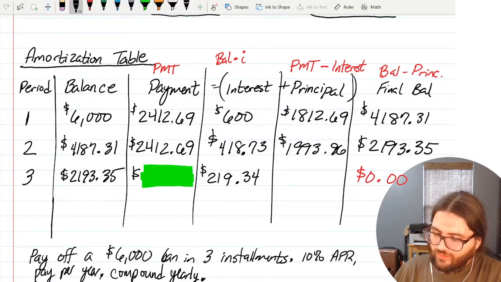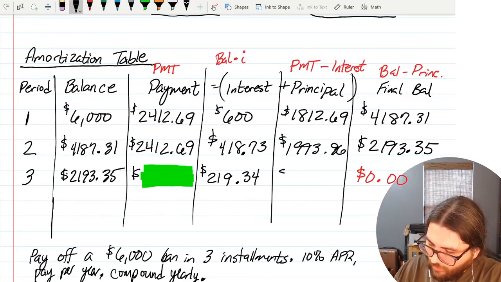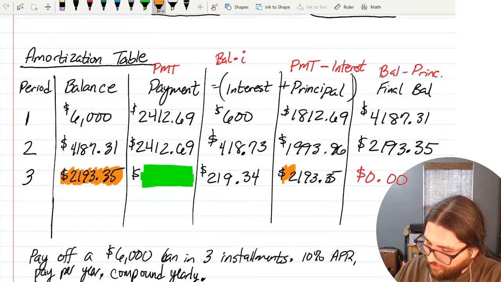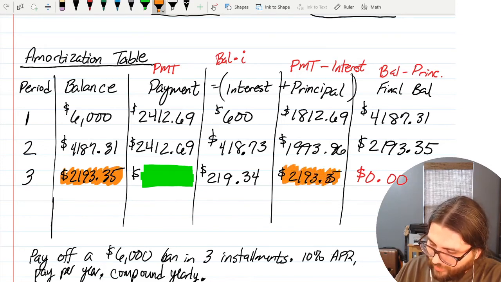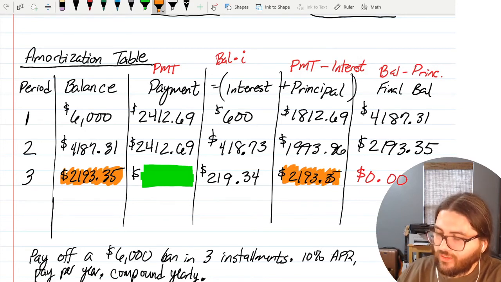So let's see. I know that this balance and this principal, right? This principal should completely pay this off, right? 219335. Notice how the final principal is the same as the final previous balance. Right? These two numbers are always the same. That's how I get $0 in the end.